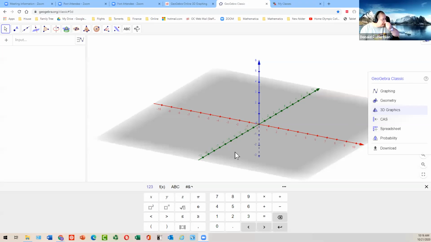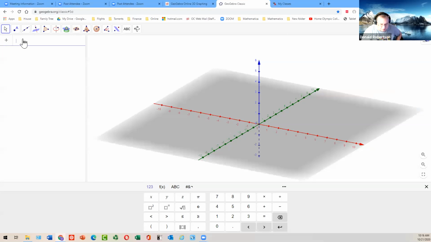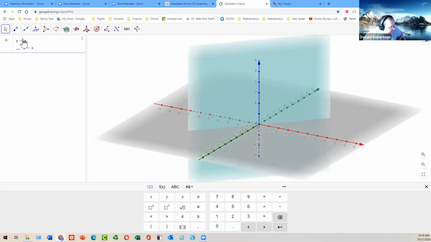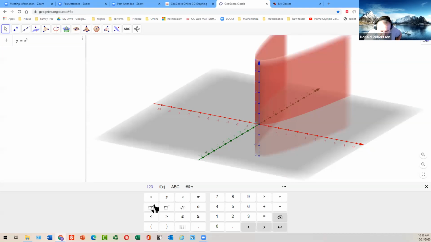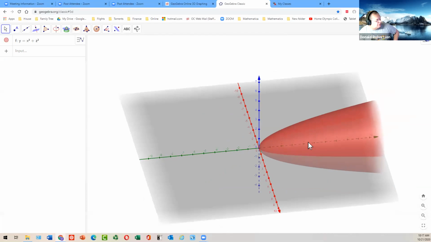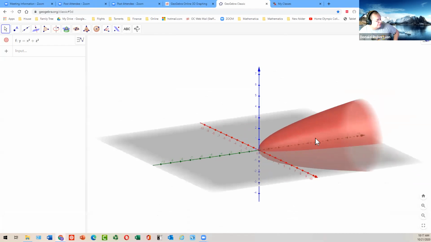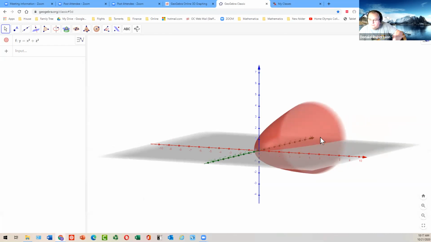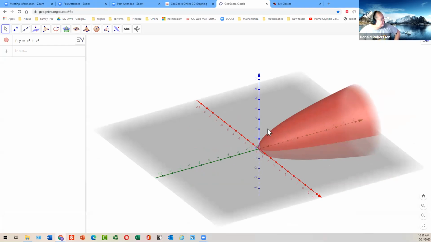Okay, here's GeoGebra. I'm going to type in y equals x squared plus z squared. Okay, do you see what that looks like? Its orientation is basically a big cone, right? Zooming out, in this case now to the right.